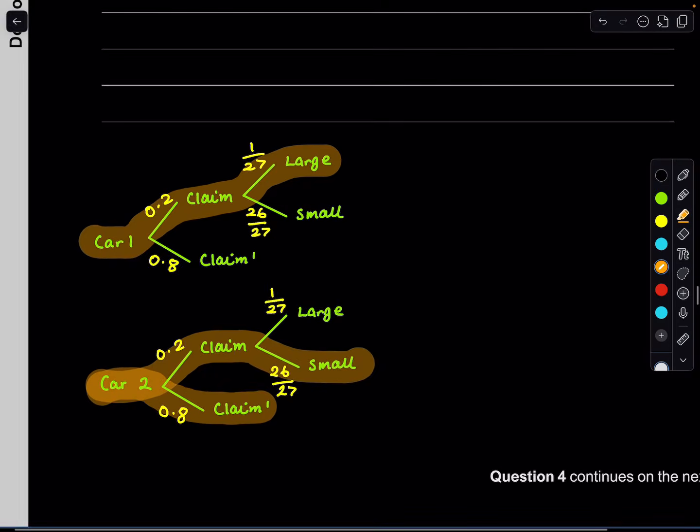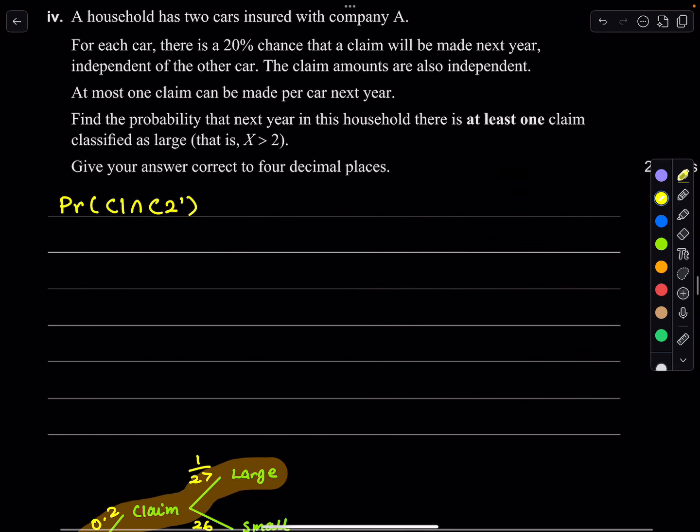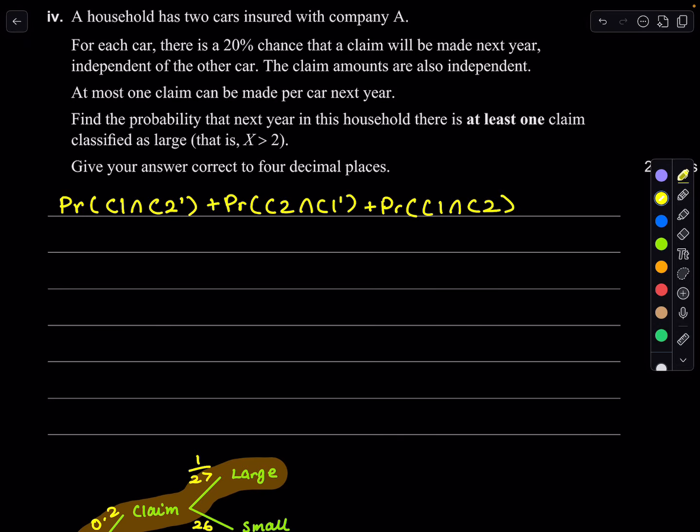Remember, you're saying at least one claim. So, for example, let's call it C1, that car 1 is claimed as large. You can get car 1 to claim, intersection, car 2 does not claim. That's at least one. And of course it could be vice versa: C2 is claimed, whereas C1 is not claimed. Or you can get both of them claimed, because the max is 2. So claim 1, intersection, claim 2. Does that make sense?